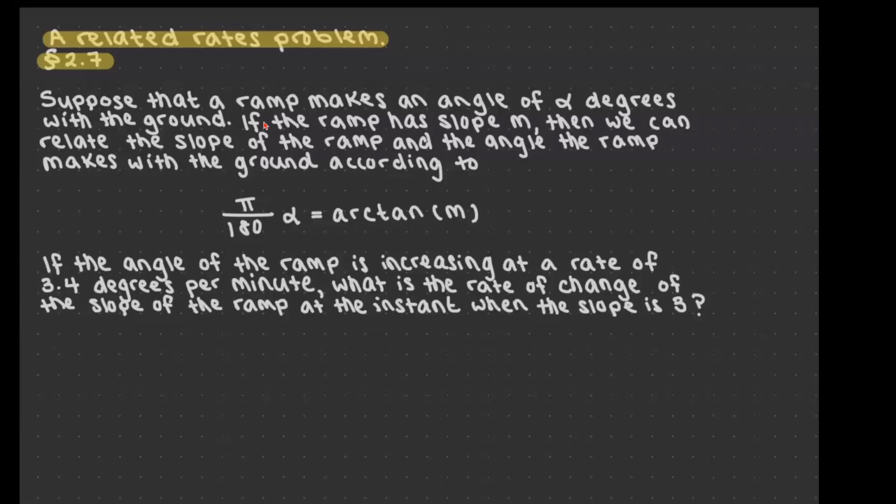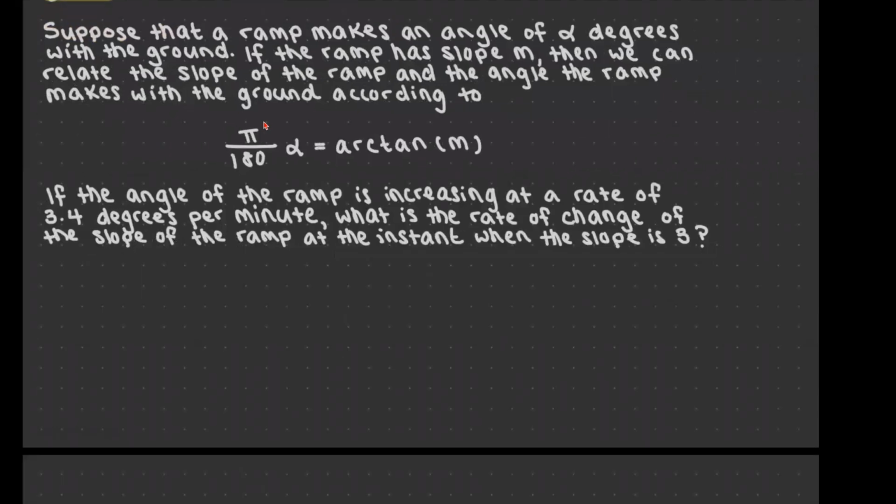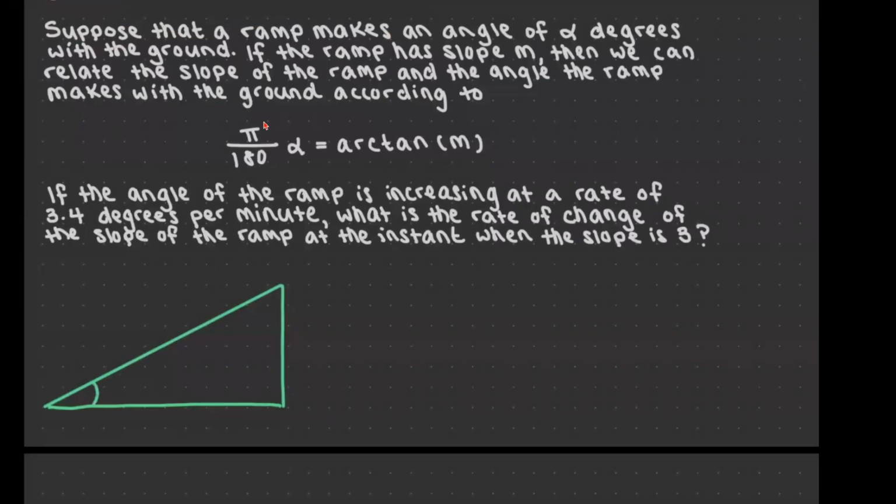I think the key to related rates problems is unpacking the information we're given and taking it one step at a time. For related rates, the first step is always, draw a picture. So like we said, we have a ramp. Let me start by drawing a picture of a ramp. Here's the ground. The slope of this line, we know that's m. I'm going to start by labeling alpha, because alpha is the angle that the ramp makes with the ground.